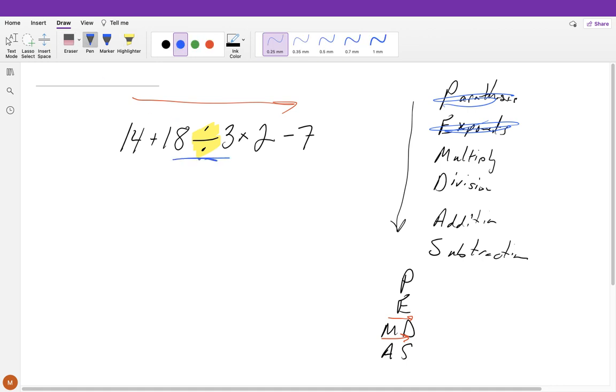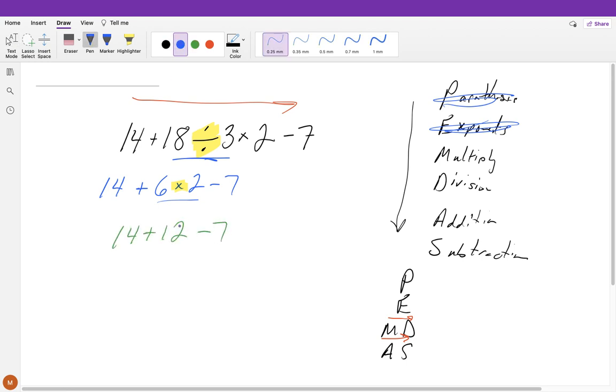So the first thing I'm going to do is 18 divided by 3. Well, 18 divided by 3 is 6, so now we have 14 plus 6, and then I have the times 2 minus 7. Now I'm going to go left to right. All right, I see we have multiplying, so I'm going to multiply 6 times 2, which is now equal to 12. So 14 plus 12 minus 7.